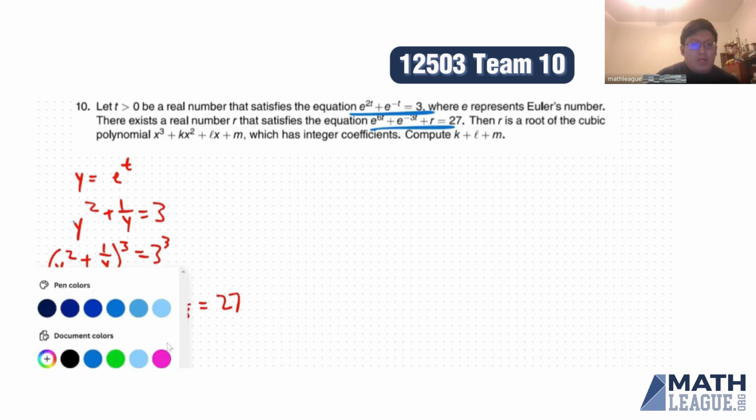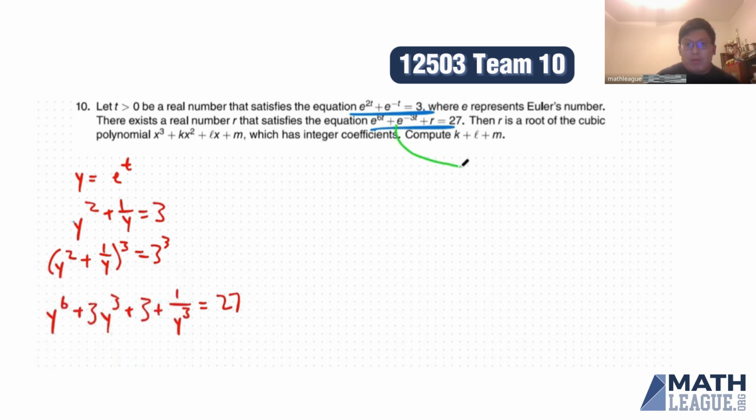Now, our final equation has the form e to the 6t plus e to the negative 3t plus r equals 27, which, using the substitution y equals e to the t, is y to the 6th plus 1 over y cubed plus r equals 27. So we have this pesky 3y cubed plus 3 in the middle right here. Now, what are we going to do with that?